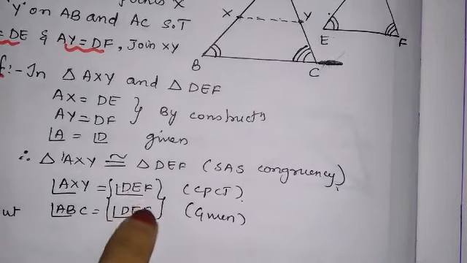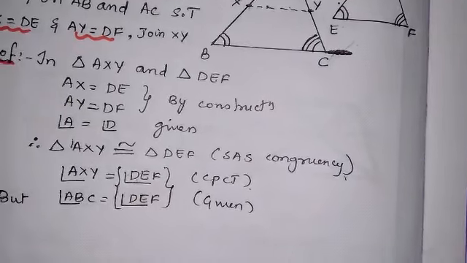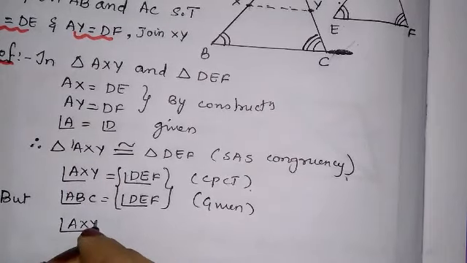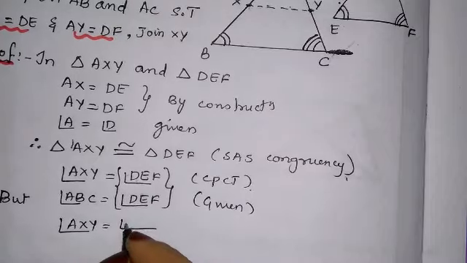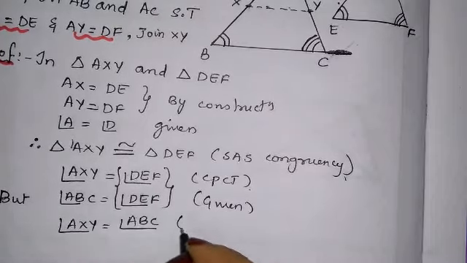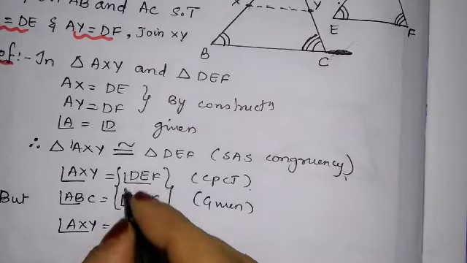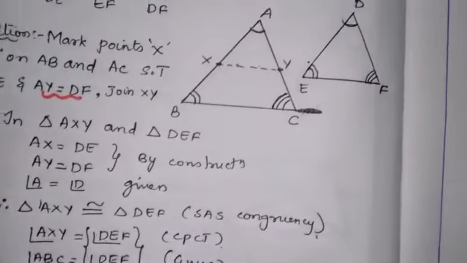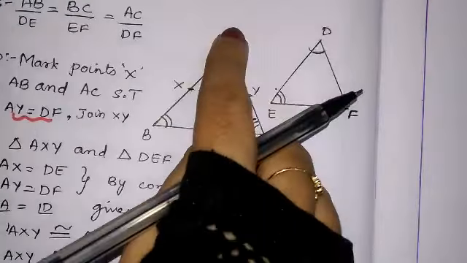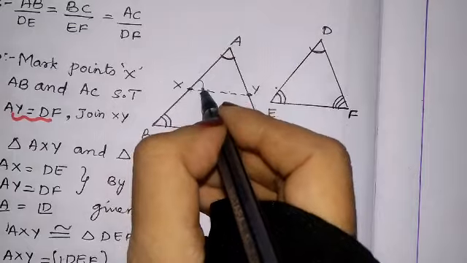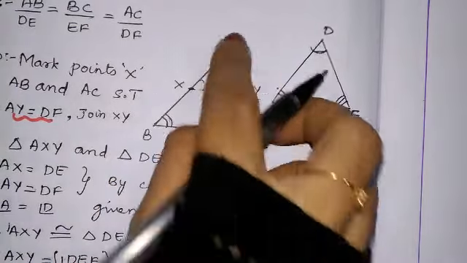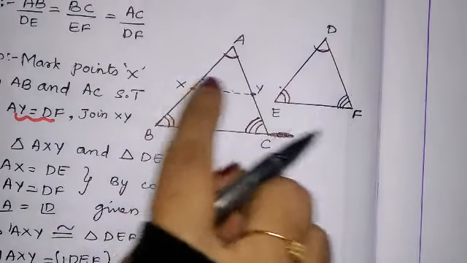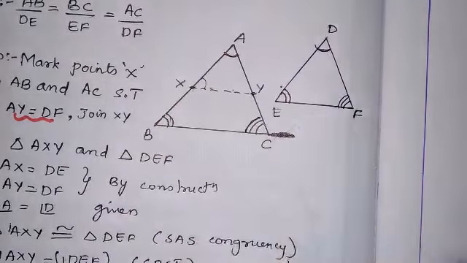And I have repeatedly told, things which are equal to the same thing are equal to one another. These two are equal. Therefore, these two are equal. That is, angle AXY is equal to angle ABC by axiom 1. Now we can see in the figure angle AXY is equal to angle ABC. These are corresponding angles, AXY and ABC. We know that if there are equal corresponding angles, then there are parallel lines.